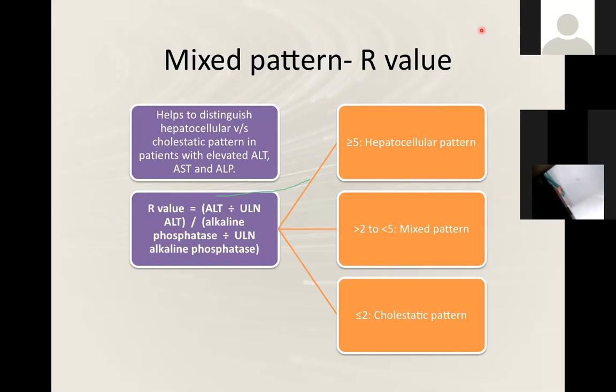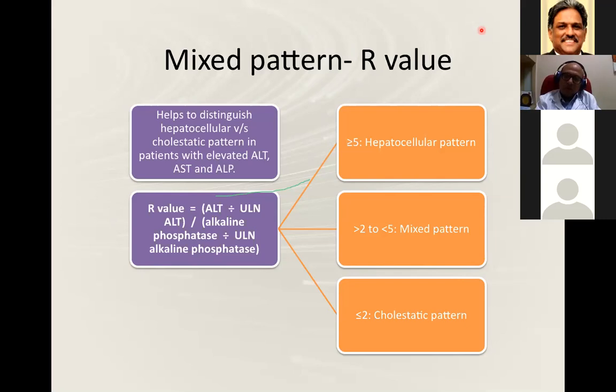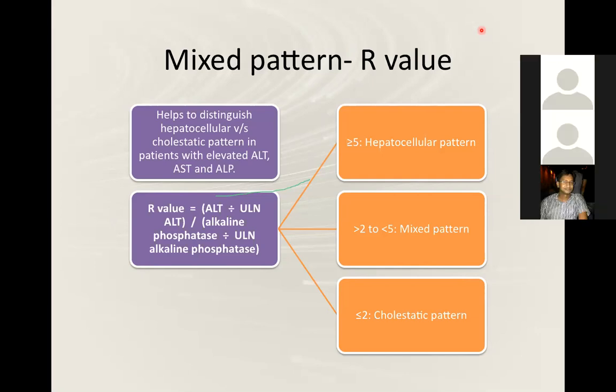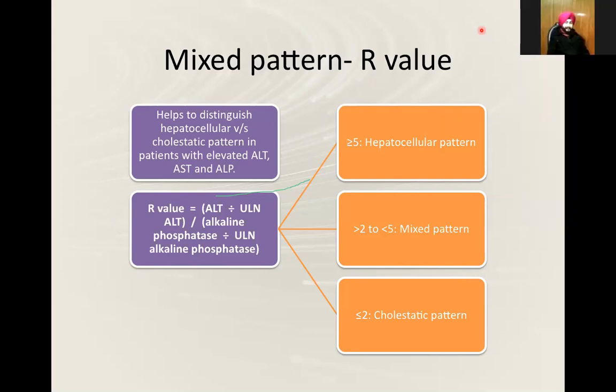To give you an example, if somebody has an ALT of 500 and the upper limit of normal is 50 for that particular lab, the ALT ratio will come as 10. And then the alkaline phosphatase, if somebody has a reading of say 200 and the upper limit is 100, it will come as 2, and 10 divided by 2 will give you the R value. And if you look at that, then you can try to work out whether it's a mixed pattern or whether it is a hepatocellular pattern or a cholestatic pattern.